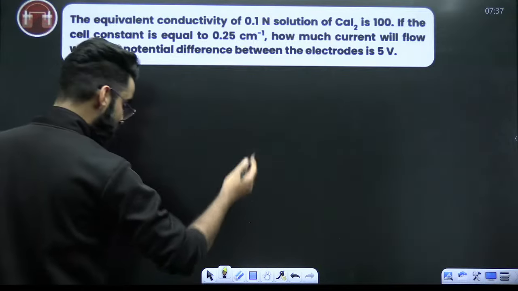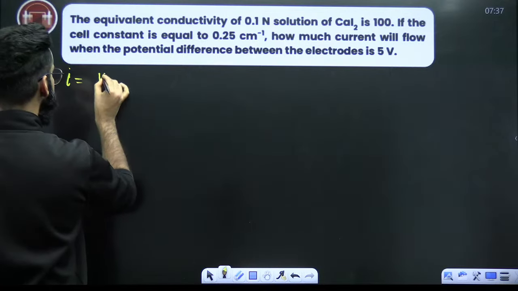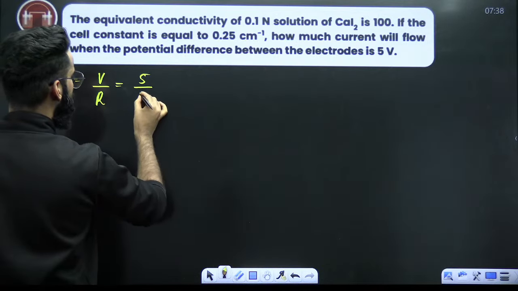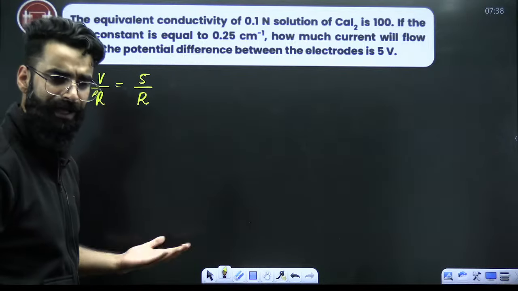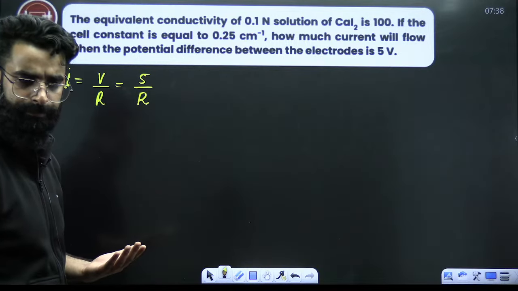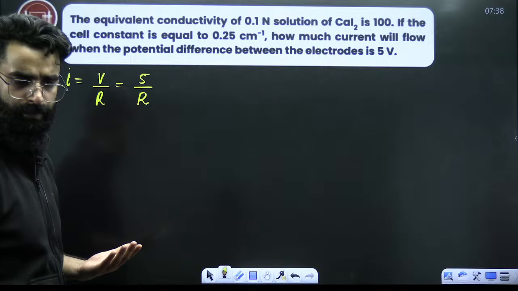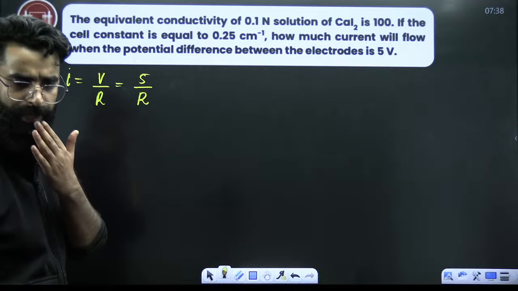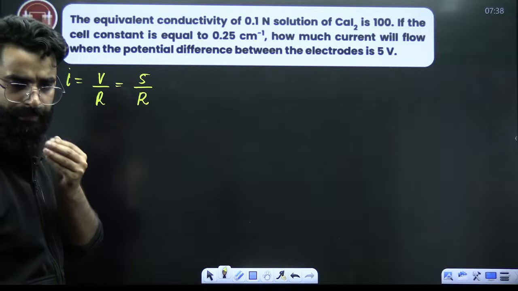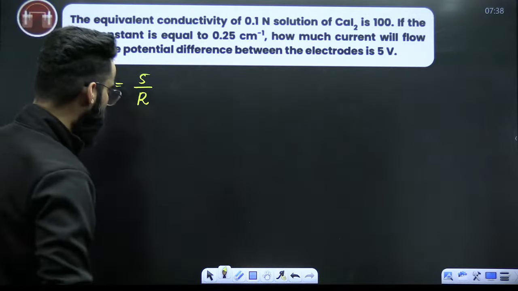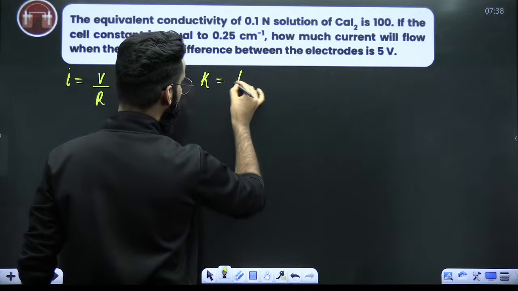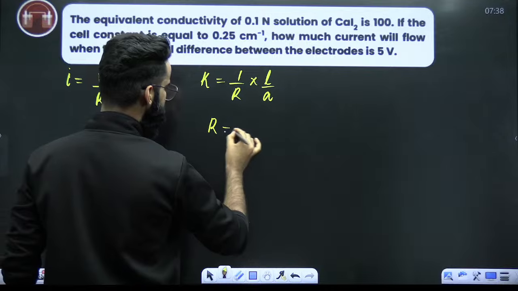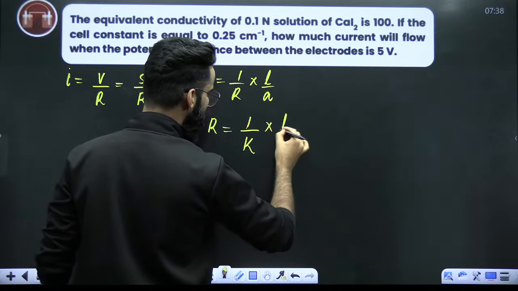See guys, what are we supposed to calculate? Again, we have to calculate current. Current is potential difference, voltage, divided by R, right? Potential difference is given to us as 5 volts. Now, we have to calculate R. How do we calculate R exactly? I told you a few minutes back, your kappa is equal to 1 divided by R multiplied by L by A. Correct? So R you can calculate as 1 divided by kappa multiplied by L by A.